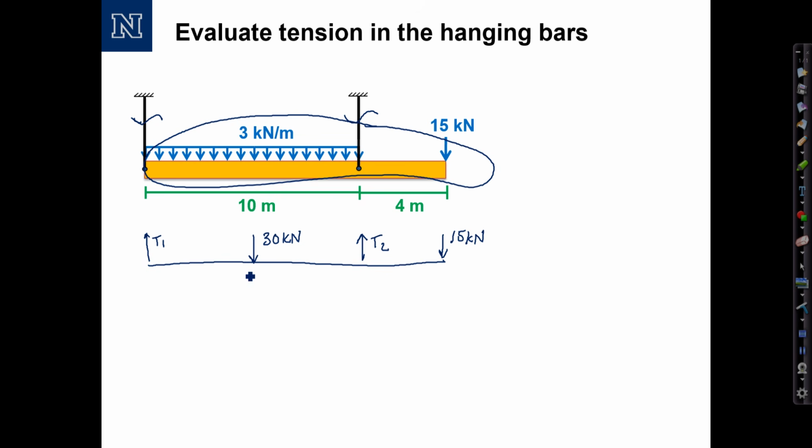If we went ahead and solved this, we would get exactly the same thing as we did on the previous problem. T1 equals 9 kilonewtons and T2 equals 36 kilonewtons.